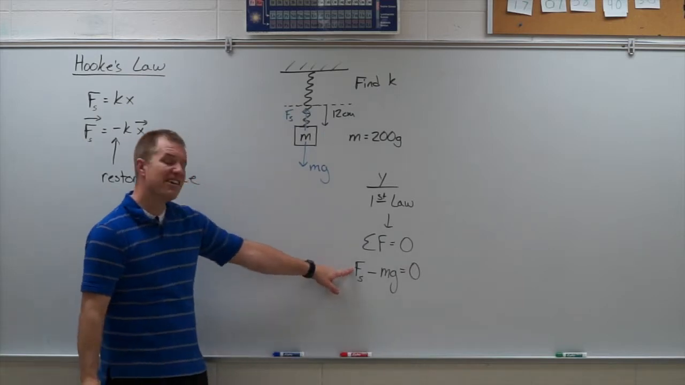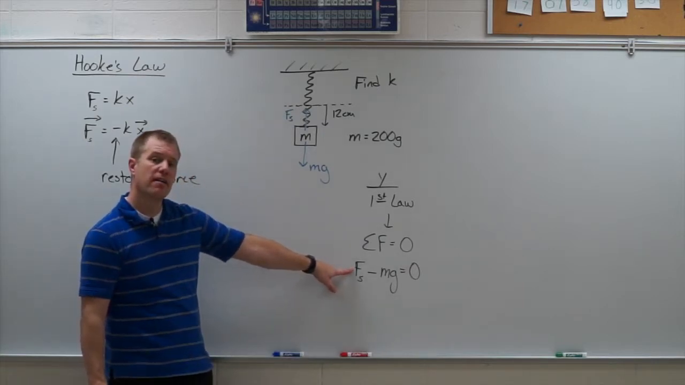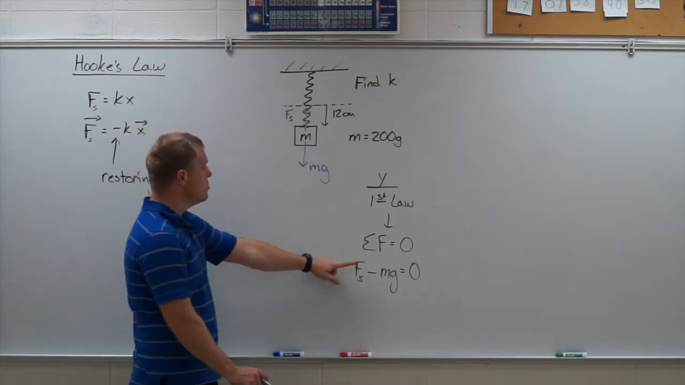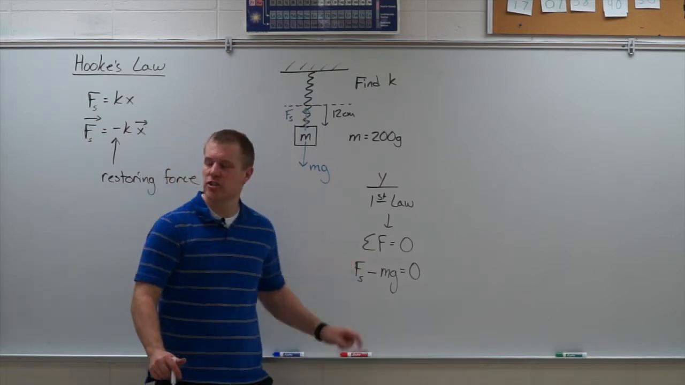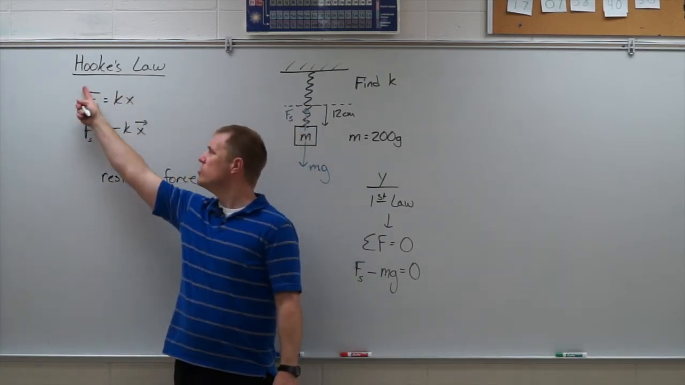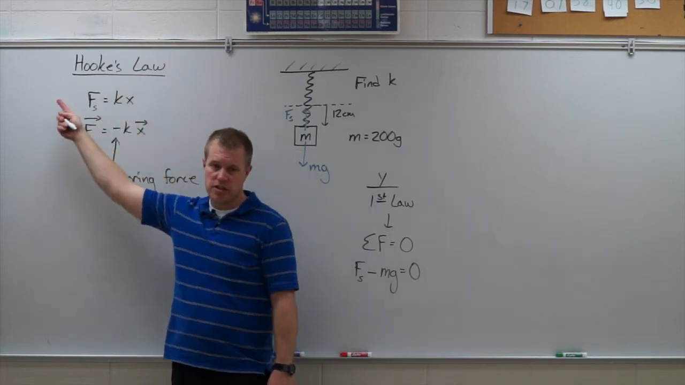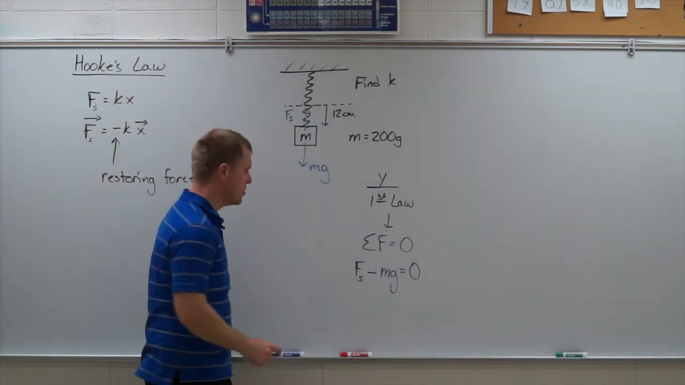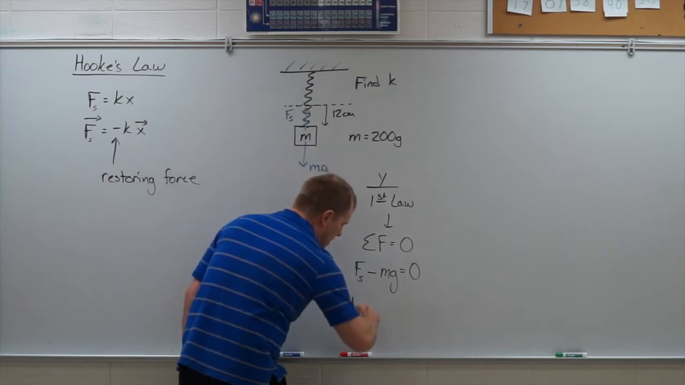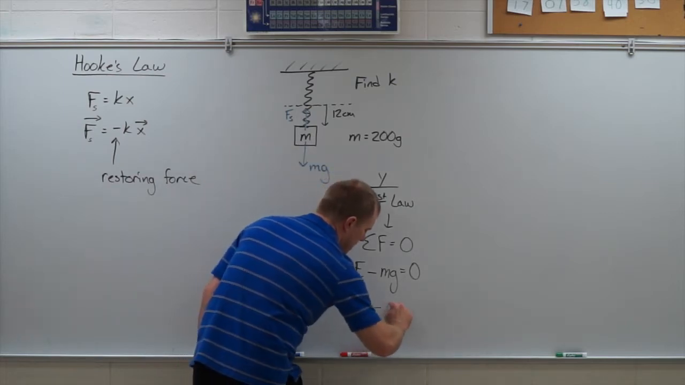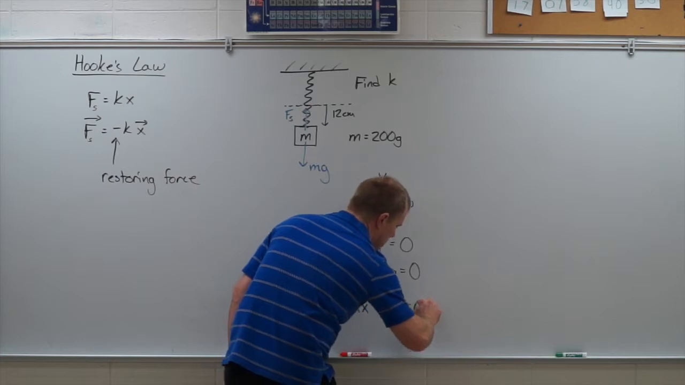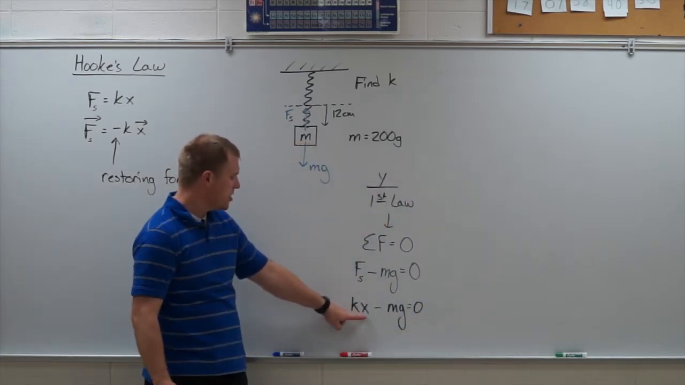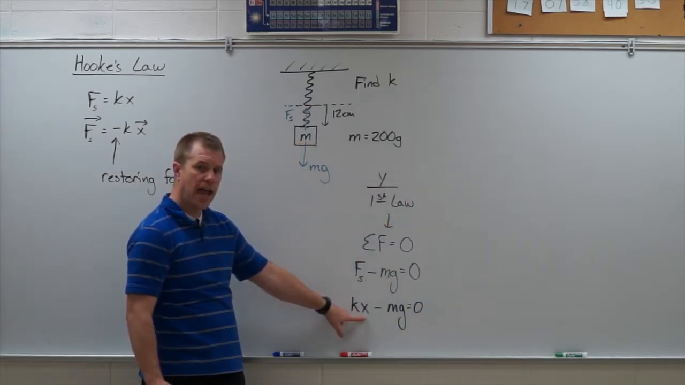Now notice I've already given the spring a direction. So when I've already given the direction to the spring's force, I'm going to use this version of Hooke's law, the magnitude of it, because I've already given it a direction. So here I have kx minus mg equals 0. And so now I can go ahead and solve for k.